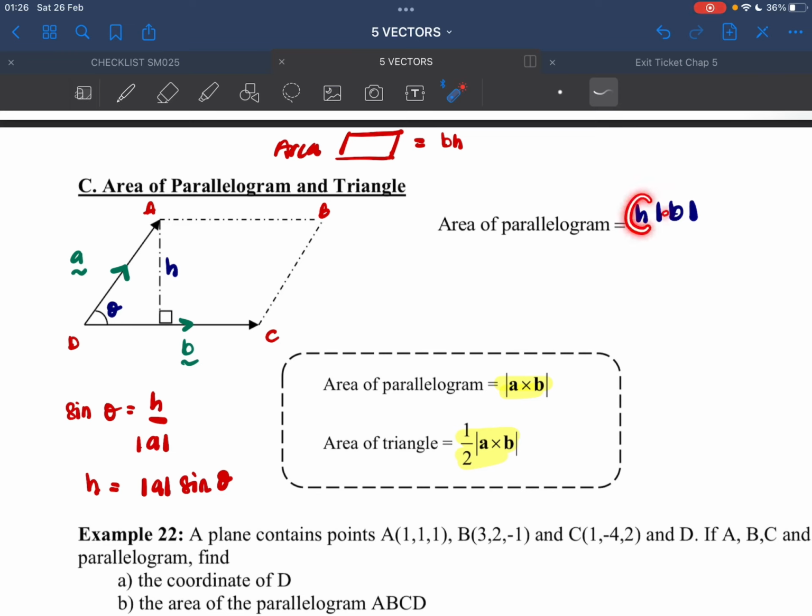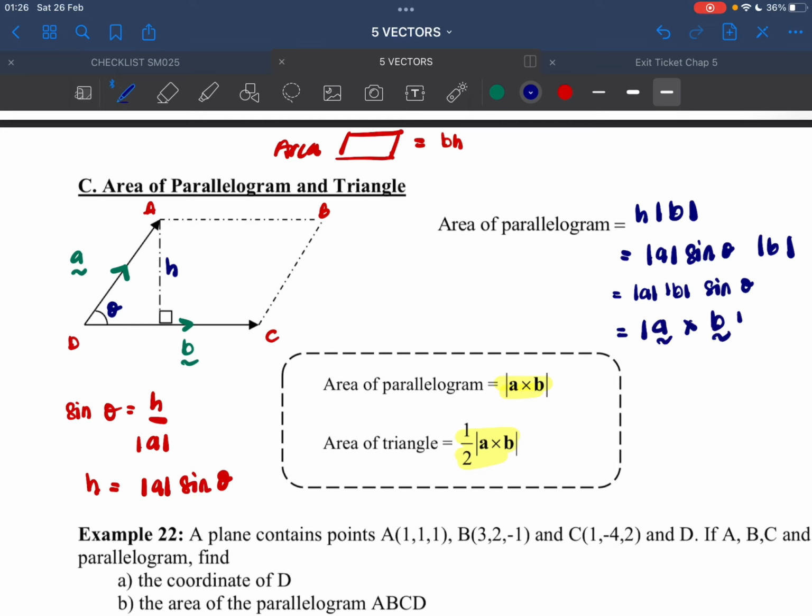Okay, replace this H as magnitude of A sine theta. Here we have magnitude of B. So if we rearrange this, you should get magnitude of A, magnitude of B sine theta, which, as you know, is the definition of magnitude of A cross B. So now that is why we know the area of parallelogram is magnitude of A cross B.